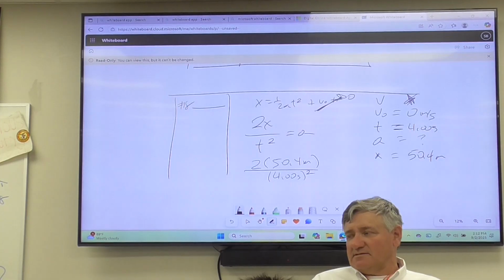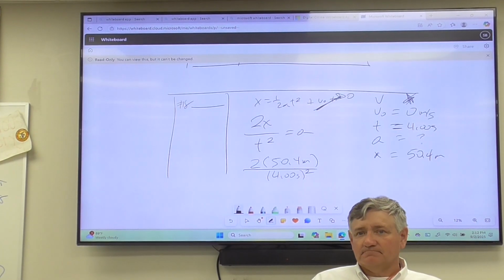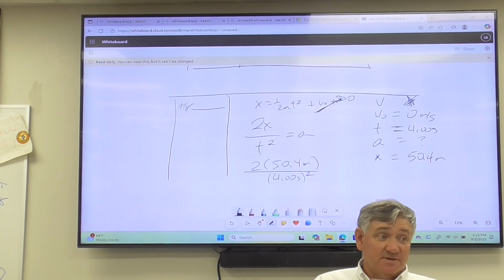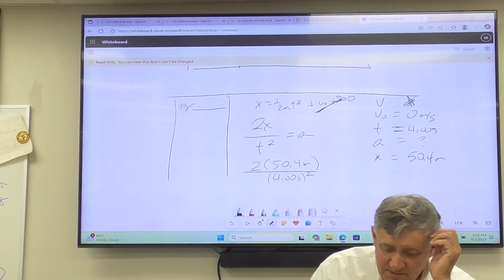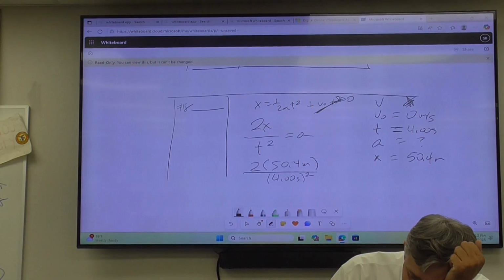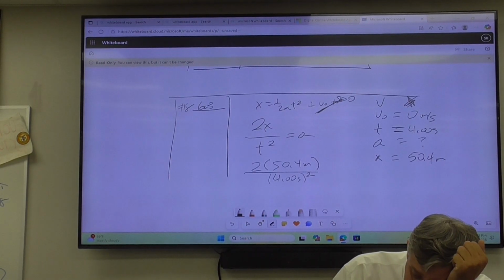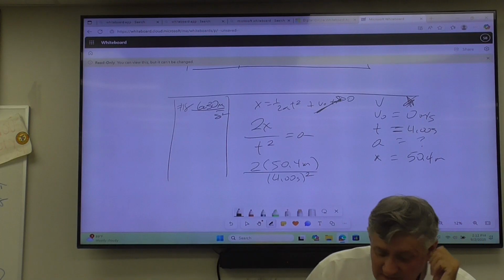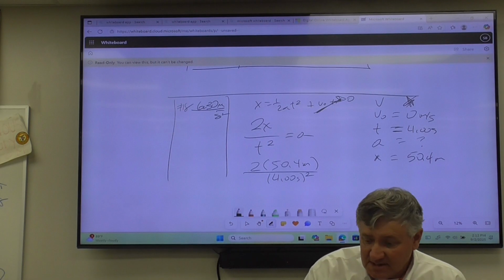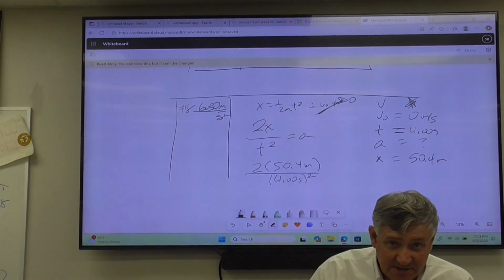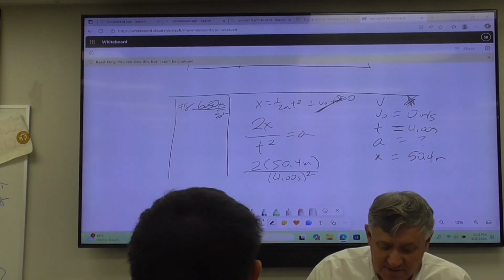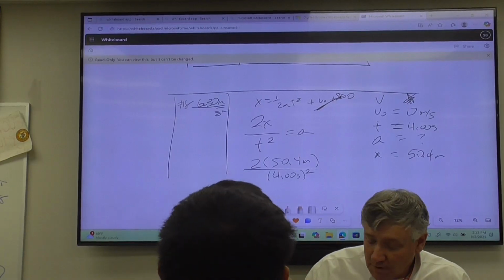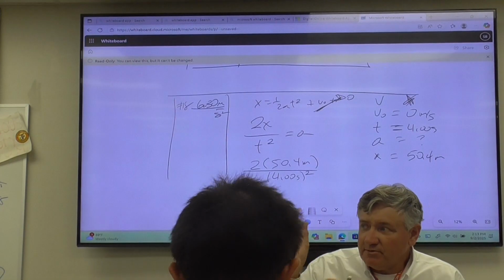So, what do you get as an answer? 6.3. What'd you get? 6.3 exactly? Yeah. Okay. So you need to write that as 6.3, because all my data has 3 significant digits. So that's going to be 6.30 meters per second squared. I can see the equation, I can see the solved equation, I can see the numbers with the units. Okay? Now, here's the most critical juncture.